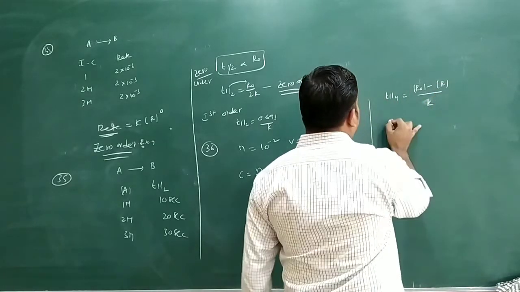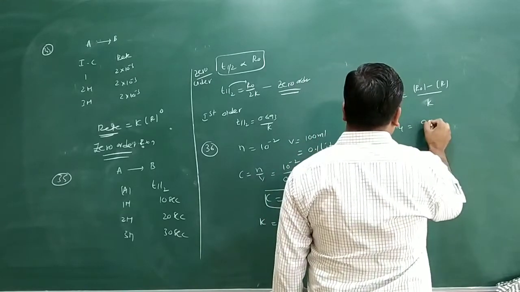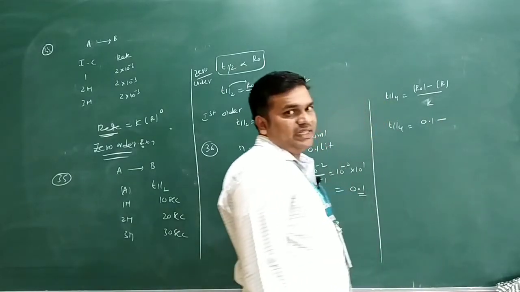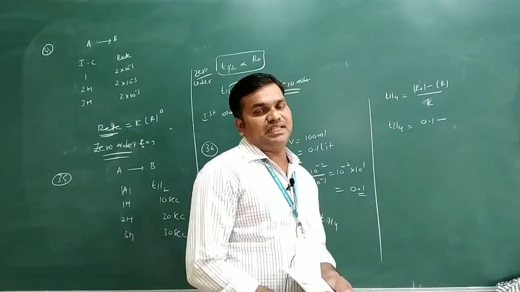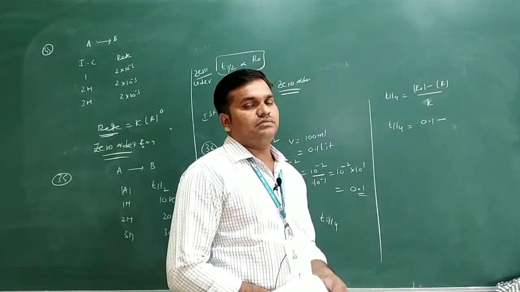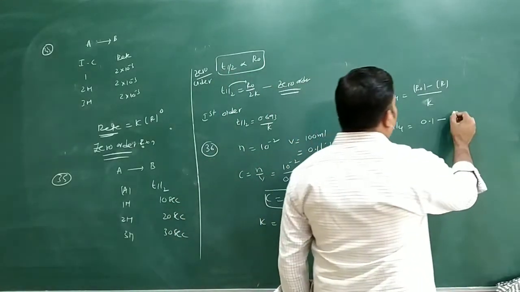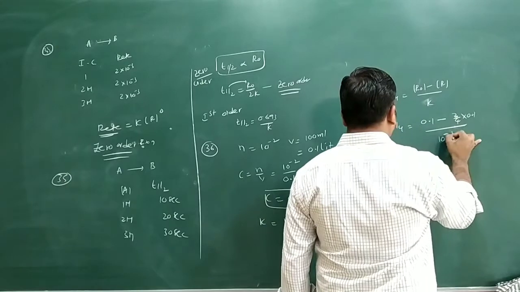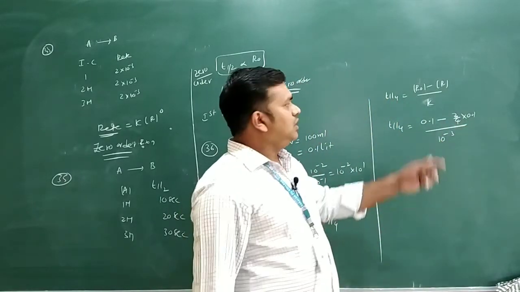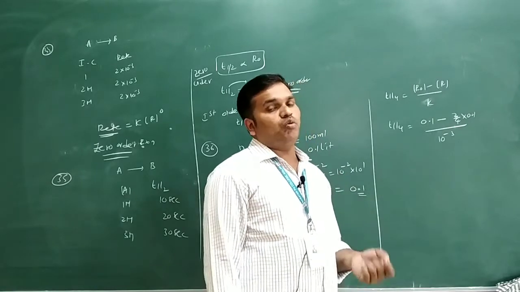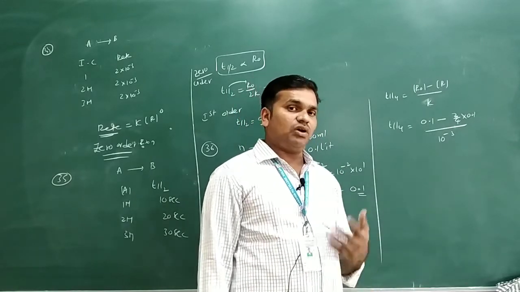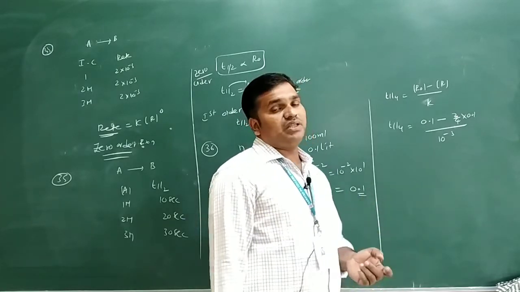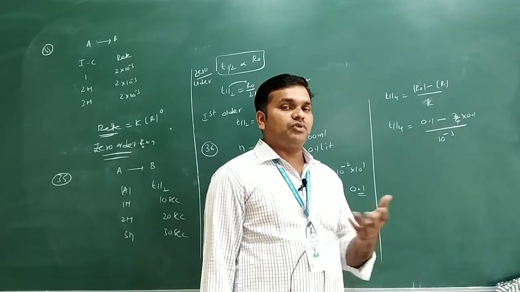R naught is the initial concentration, K is the rate constant. The initial concentration is 0.1, minus the final concentration. Initially 100% is there, and 1 by 4 is given, so the remaining value is 3 by 4. You write 3 by 4 into 0.1, divided by the constant, 10 power minus 3. Did you understand this concept? Initially 0.1 is there, and at T1 by 4, 25% is already consumed. The remaining is 75%, which we can write as 3 by 4. 1 by 4 plus 3 by 4, 4 by 4, gives 1.